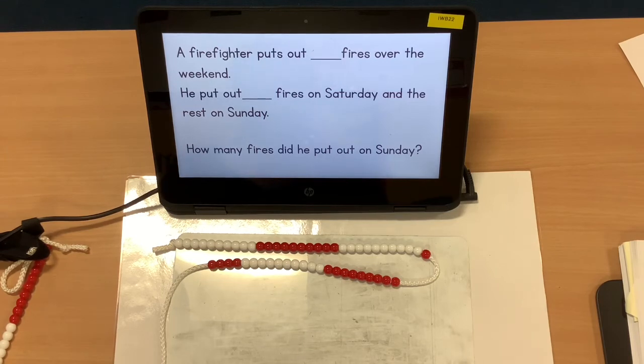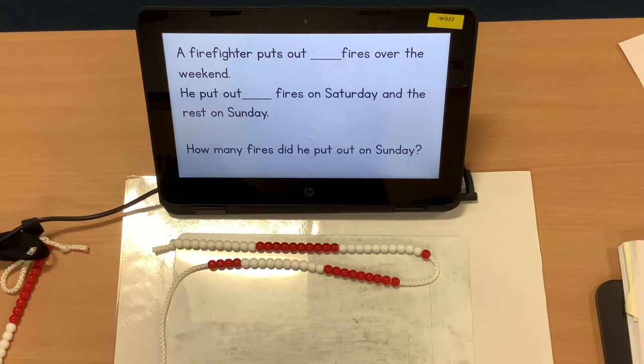Now it is over to you. I have written a word problem here, and I would like you to pause the screen when I've finished explaining so that you have the word problem in front of you. But what you are going to do is put your own numbers into the word problem and then solve your own word problem. So it says, a firefighter puts out, and then it leaves a space, fires over the weekend. He puts out, and it leaves a space again, fires on Saturday and the rest on Sunday. How many fires did he put out on Sunday?